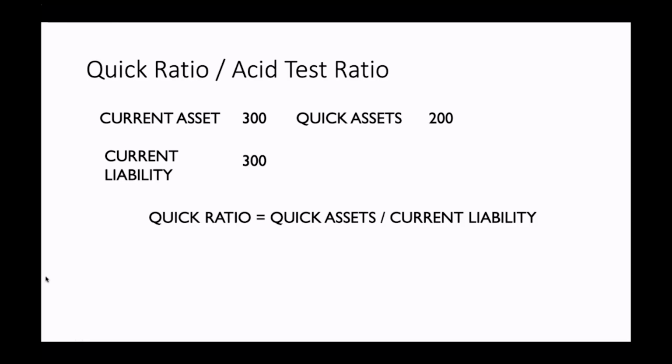In this case, current assets by current liability, 300 by 300, gave us a current ratio of 1:1, but if you want to know the real face of it, you have to take quick assets divided by current liability, 200 by 300, and you get only 0.67:1. So for every 1 rupee of obligation, the quick assets that are available is only 67 paise.